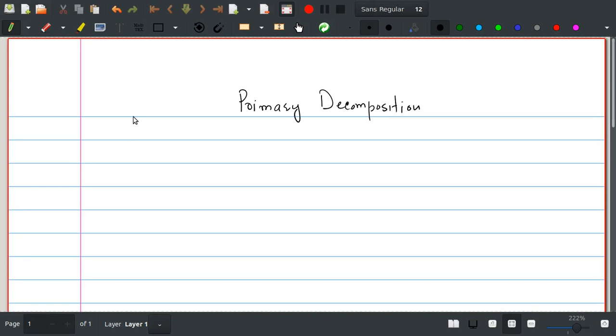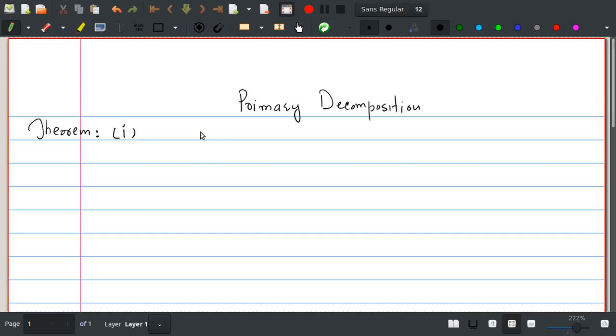In the last lecture, we introduced the concept of primary decomposition, and we did the following theorem. This theorem has two items. The first item is that every finite abelian group G is the direct sum of its p-primary components, and the second item is that two finite abelian groups, say G and G prime, are isomorphic if and only if their p-primary components are isomorphic for each prime.